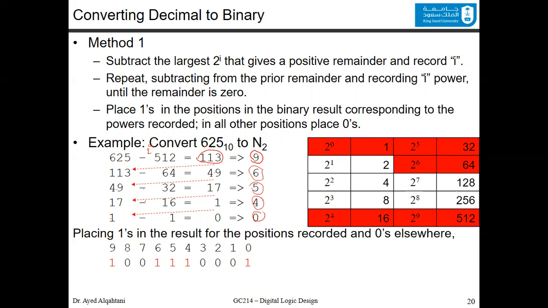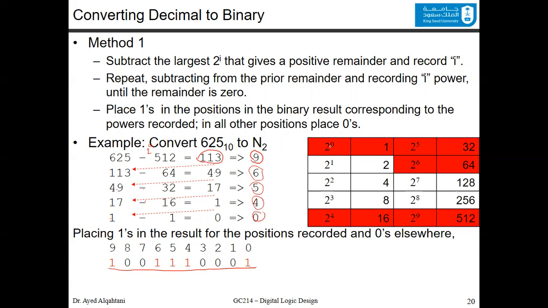So the conversion from 625 in decimal to binary system, the binary result is what you see here. To do this, you have to memorize the powers of 2. We mentioned this before, and we mentioned this also now.